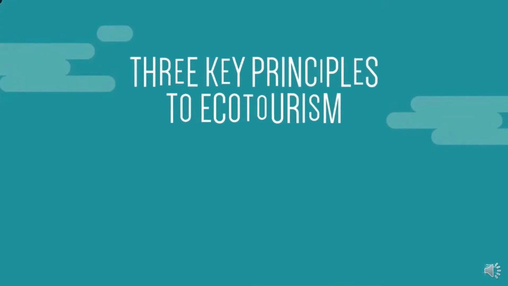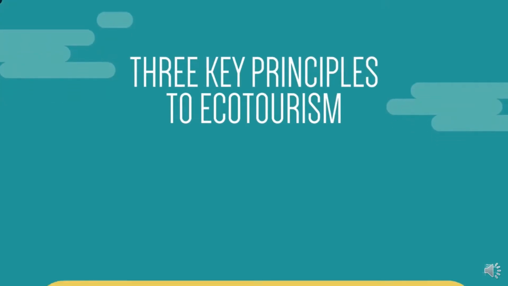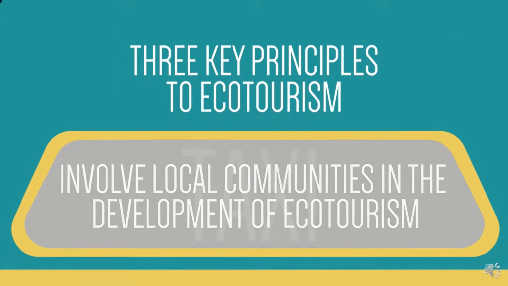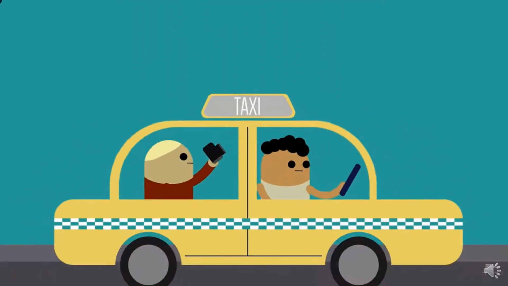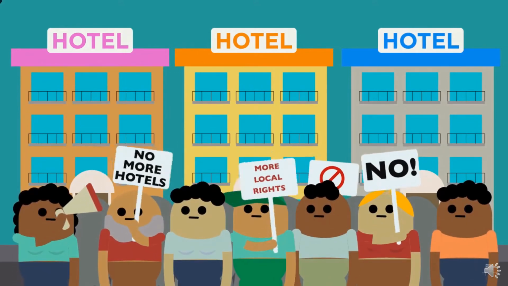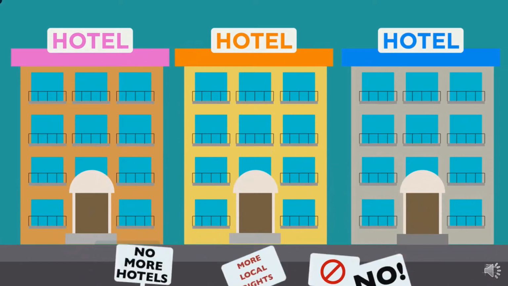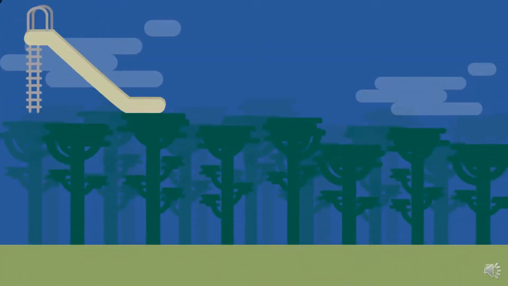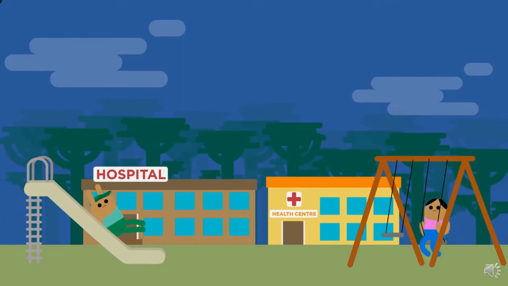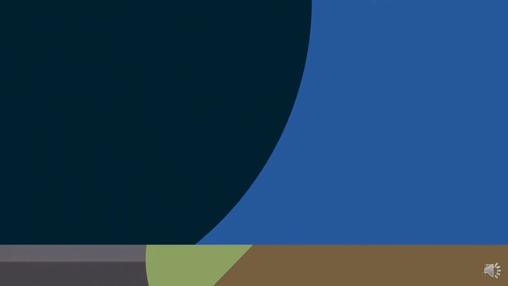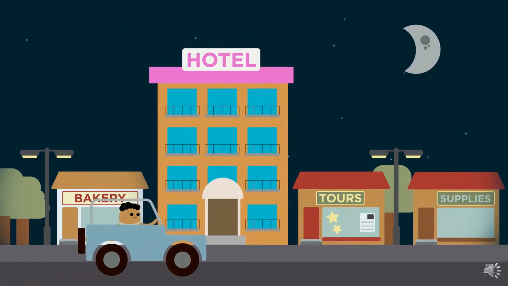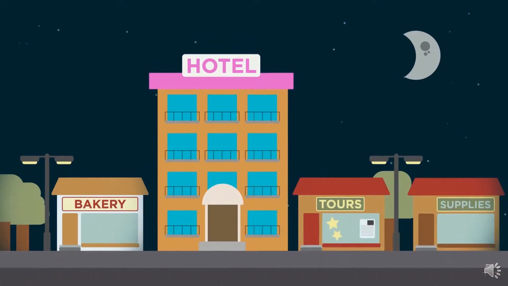There are three key principles to ecotourism. The first key principle is to involve local communities in the development of ecotourism. It is important that communities maintain control over the level and kind of tourism they want in their land. Money from tourism projects should be invested in the communities who are hosting tourists, rather than just to operators based outside the area. Infrastructure projects that are built to serve and encourage tourism, such as new facilities, accommodation, roads or electricity, should also be built to benefit local communities as well as visitors.